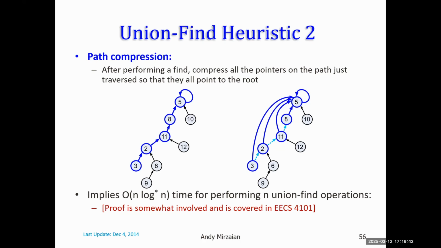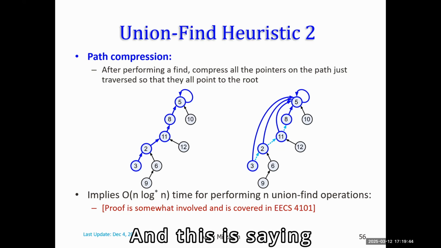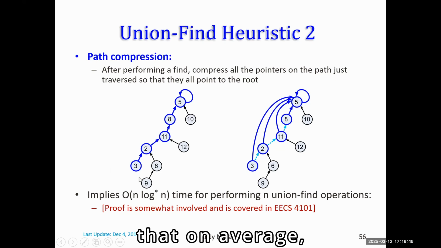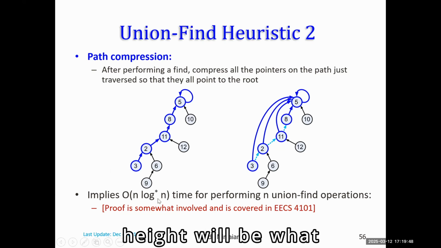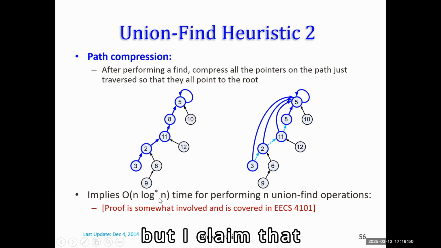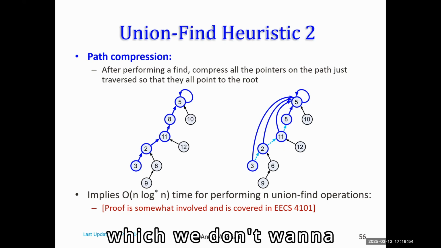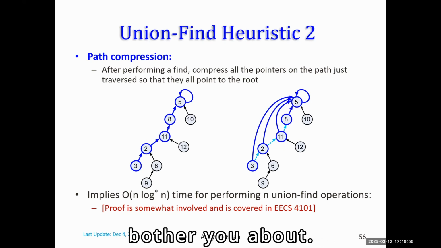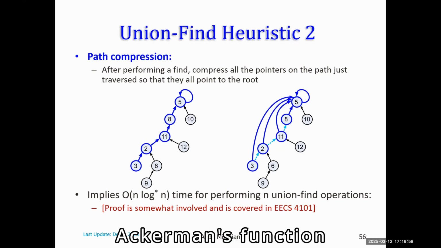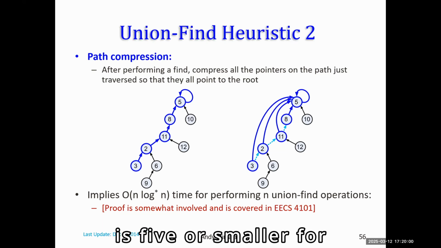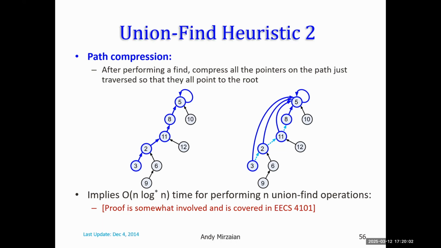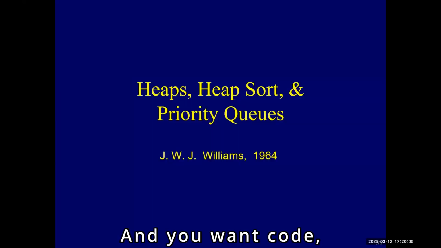And this is saying that on average, the height will be what we call log star. But I claim that it's even better. It's inverse Ackermann's function, which we don't want to bother you about. Just trust that inverse Ackermann's function is 5 or smaller for all practical purposes. And let's call that done. And you want code? Here's some code.